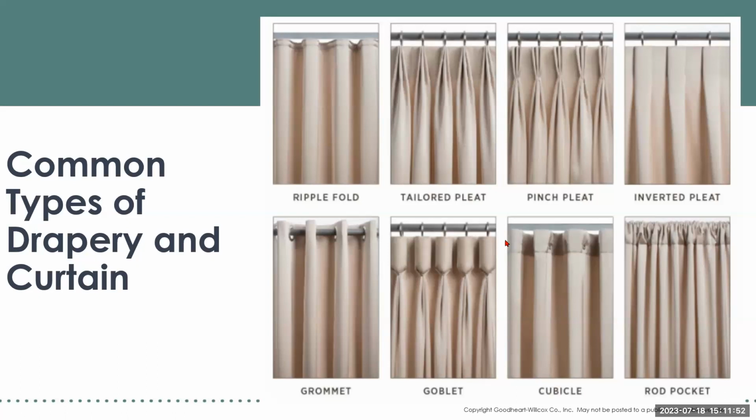This cubicle right here is a different type where it's more of a wave. And then you have just a rod pocket where it's just shirred. Now out of all of these, this is considered more of a curtain, and this is considered more of a drapery. These are a little bit more tailored, and have hardware in them to create more structure.